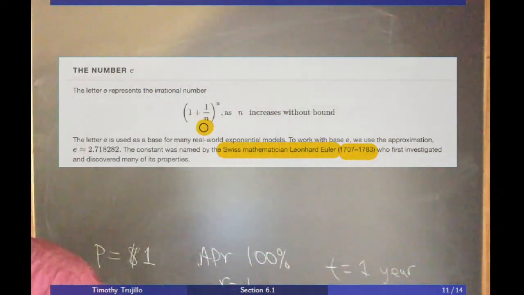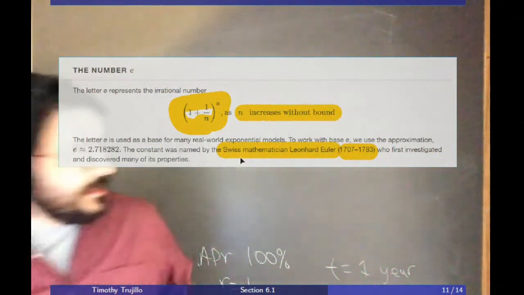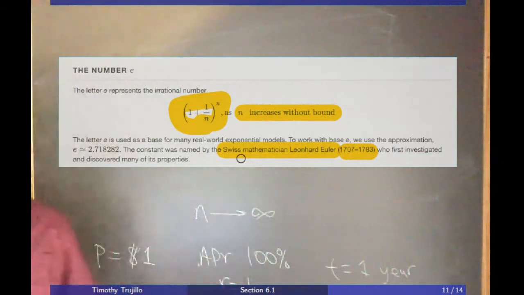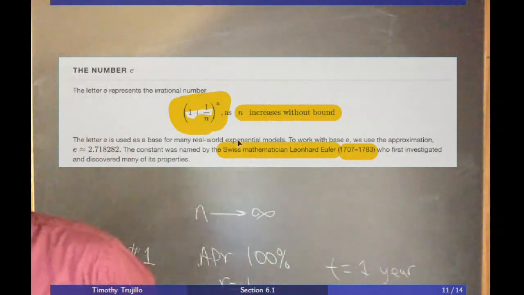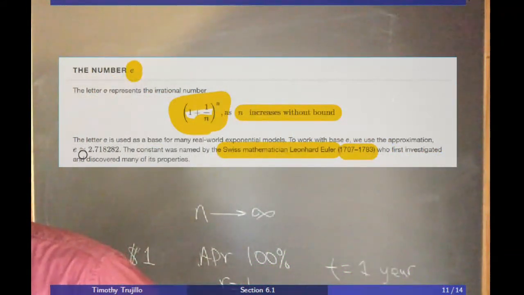It turns out that it's the limit of this function, 1 plus 1 over n to the power of n, as n increases without bound. So as n gets larger and larger, we would have written this previously as something like this, as n goes to infinity. And we'll just give a name to this number. It is e, okay? So Euler's constant.